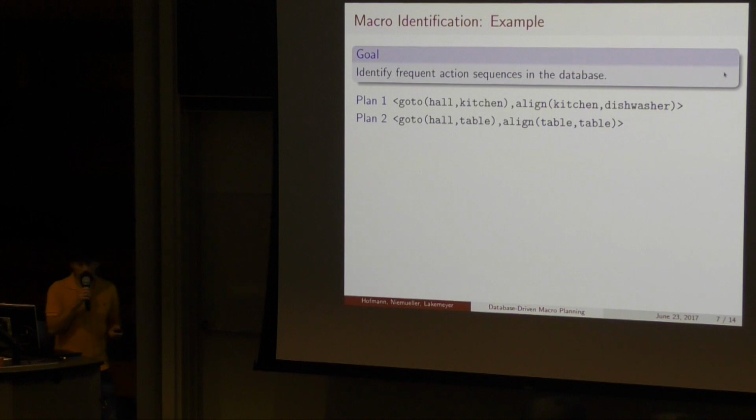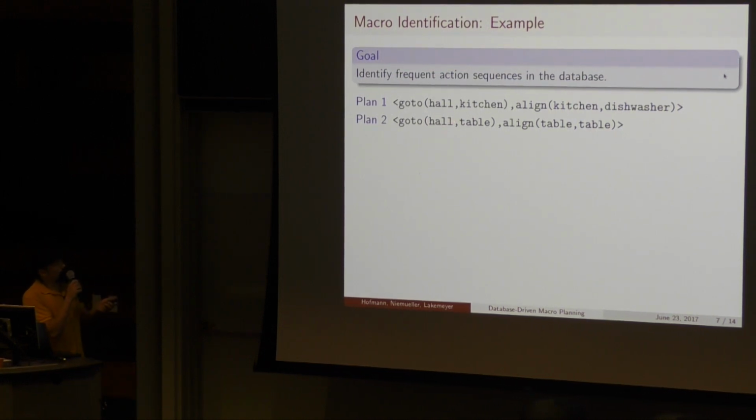Here's an example. So let's say we have two plans in our database. The first plan is to go from hall to kitchen, and then align in the kitchen to the dishwasher. The second plan is that we go from the hall to the table, and then we align from the table to the table.